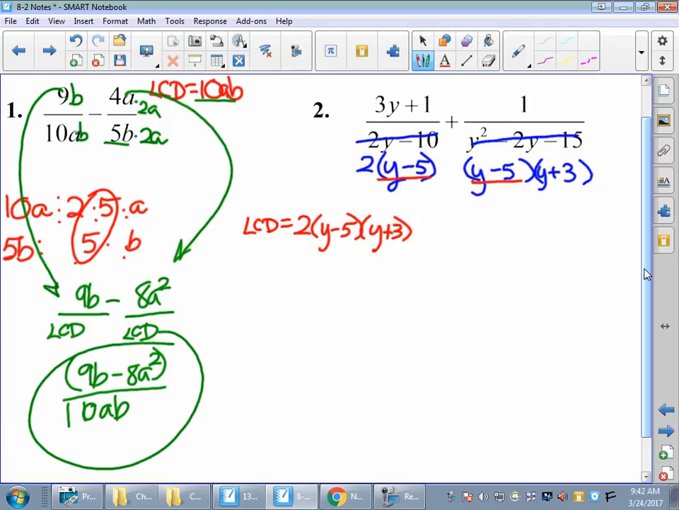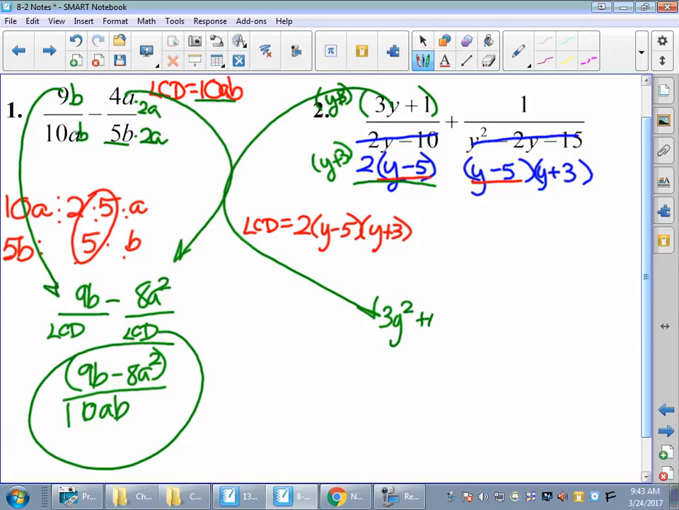So looking at this first original fraction, it's got the 2, it's got the y minus 5, it needs the y plus 3. So I'm going to multiply the top and bottom by y plus 3. So I just kind of squeeze it in here. And when I go down below, I'm going to actually FOIL that so that it's nice and cleaned up, and I'm going to write it as over LCD. So when I FOIL y plus 3 times 3y plus 1, I get 3y squared plus y plus 9y plus 3. I just FOILed. Okay, if you want to write it down before you FOIL, that's fine. I'm going to clean that up in a little bit.